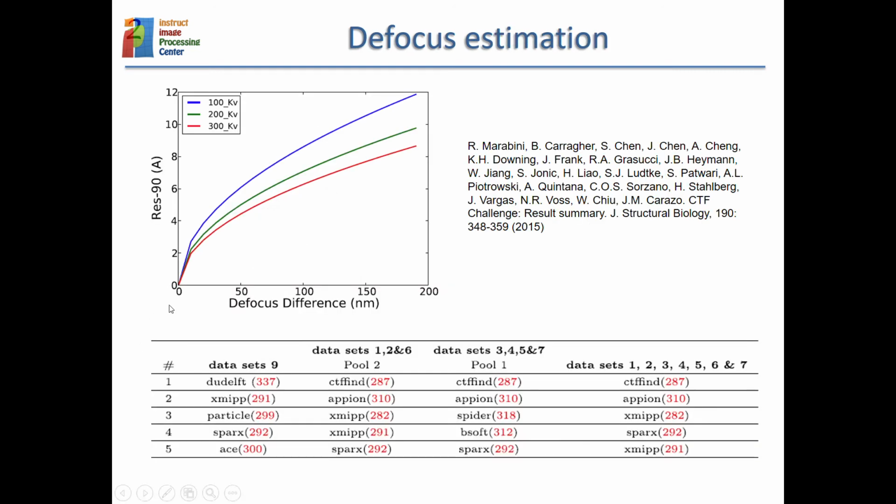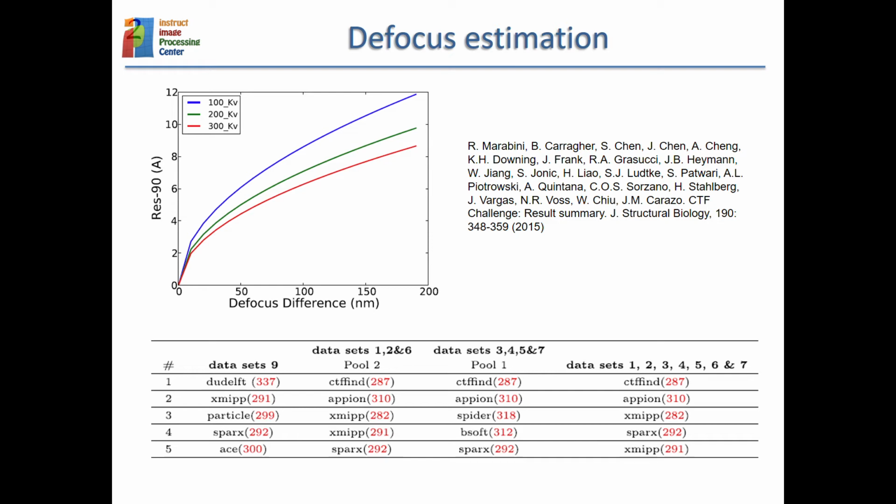Here is a table from the CTF challenge summary. So there was a challenge about estimating the CTF defocus, and most of what we learned in that challenge is that the differences between different algorithms were in the order of 200, 300 angstroms.